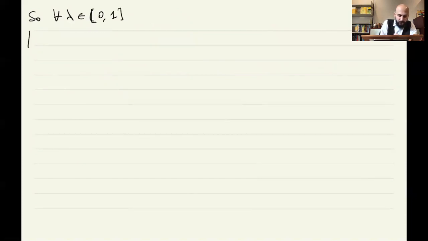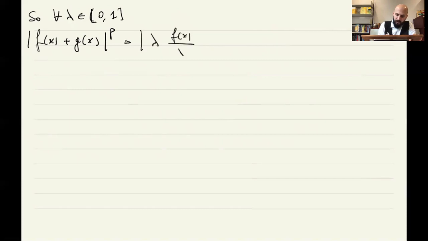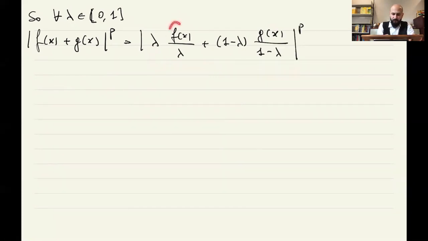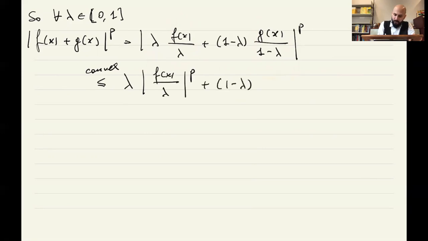what I have is that (|f(x)| + |g(x)|) to the power p, let me write this as a linear combination via lambda of two numbers. So this is lambda times |f(x)| over lambda plus (1 - lambda) times |g(x)| divided by (1 - lambda). I see this number as the linear combination of these two numbers. So I use convexity, and I obtain that this is less than or equal to lambda times (|f(x)| over lambda) to the power p plus (1 - lambda) times (|g(x)| over (1 - lambda)) to the power p.